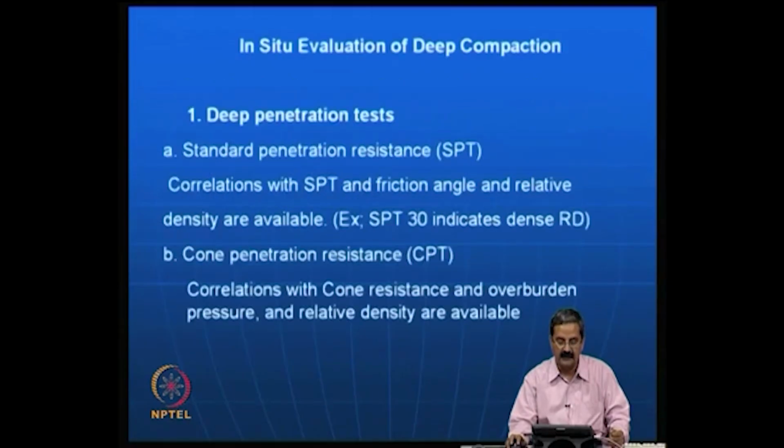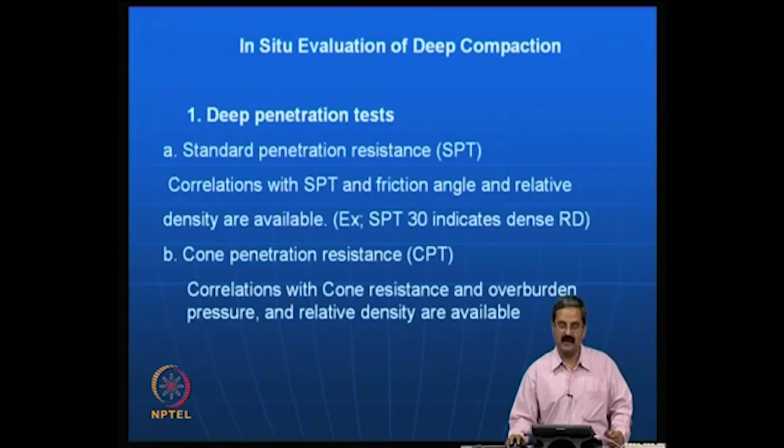So, you must be able to analyze every bit of this information and come out with proper understanding. If you want to quantitatively evaluate the state of the soil after deep compaction, you must go ahead with some tests. For example, you are familiar with the SPT, the standard penetration resistance, and the advantage is that you have correlations of SPT with friction angle and relative density. If the SPT value is 10 or 15, you can say what the friction angle is and what its relative density is.